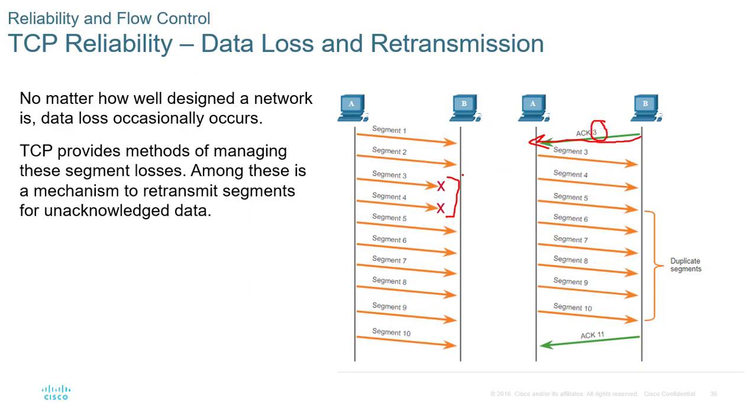Computer A then will look and say, okay, I'm going to start retransmitting everything again after segment 3. Even though I've sent segments 3 through 10, computer B is just letting me know that it successfully received segments 1 and 2, and it's ready for the third one. So segments 3, 4, all the way through 10 will be retransmitted again. And there's a duplication that occurs because segments 5 through 10 were already received, but computer A is going to resend them anyways.